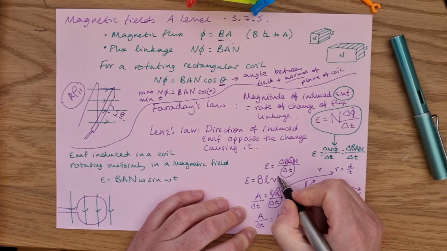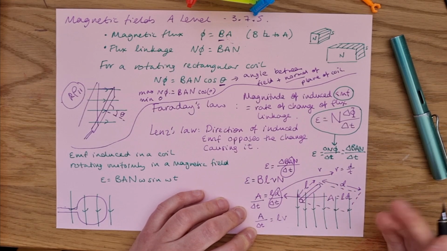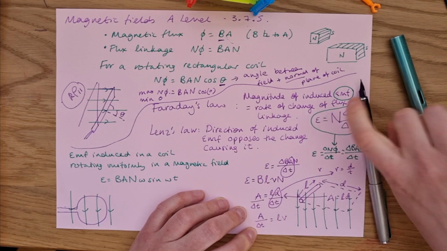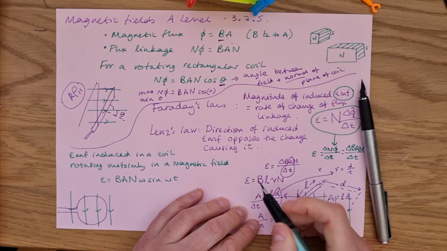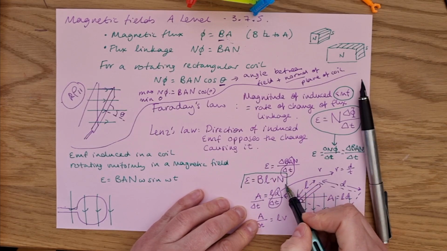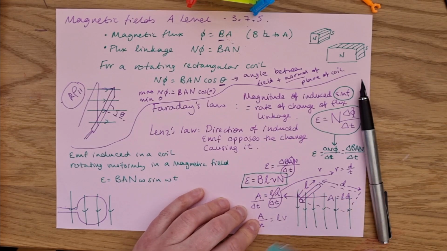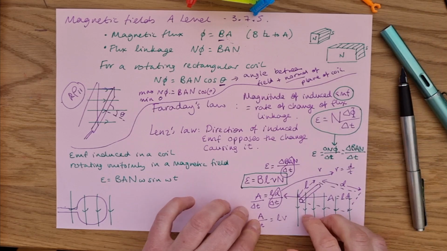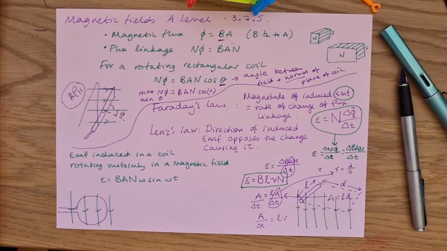Now, obviously, I'm going to put the N in there because if it was a doubled up wire, that would exist. But this EMF is BLV. It often comes up, and sometimes it is easier to calculate the velocity of something or the average velocity of something. But if it's moving at constant velocity, you can just use BLV.